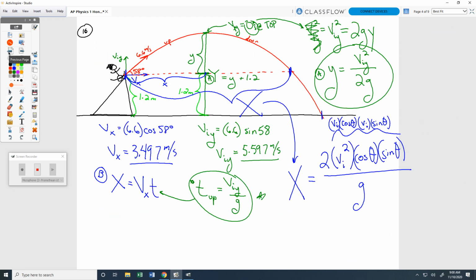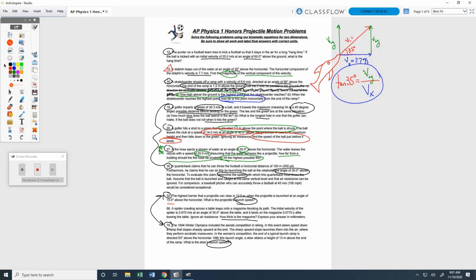This one's a really weird problem. It was another projectile problem in the book, so I grabbed it. I just thought it was kind of an unusual one. It doesn't really fit into any particular category. The idea is this spider is crawling across the table, and then it jumps onto a magazine. Why, I don't know, but that's the idea.